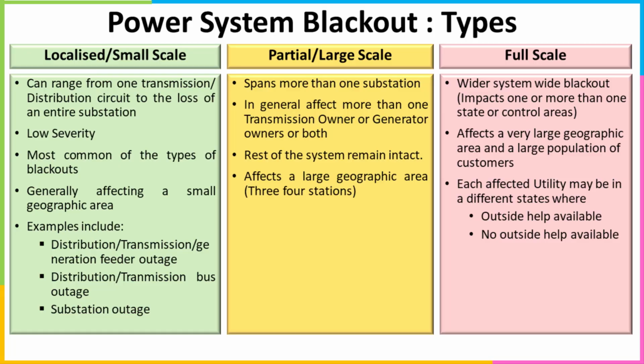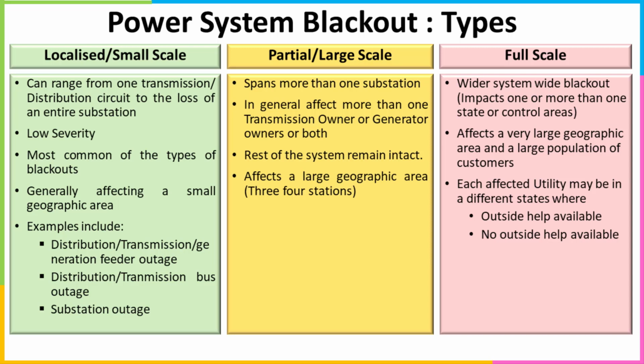So first we will look into the different types of blackout. Basically, blackout is a very big term in itself. It can happen at a partial or larger scale, and it can also happen at a full scale. So that's how we define it. So we have the localized scale, then partial or larger scale, and fuller scale. What are the different characteristics that we see in these kinds of blackout?